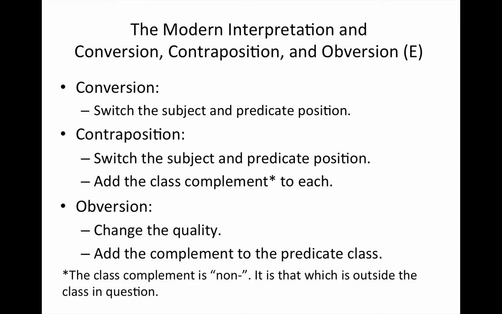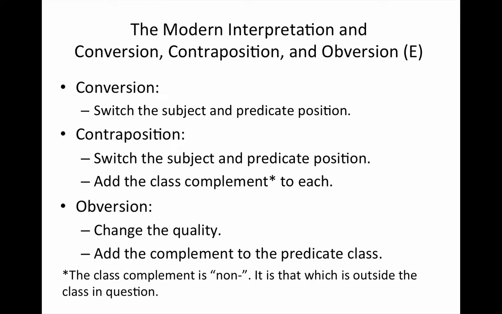So when you make an immediate inference, you are making an inference from one proposition to another. We've seen that on the modern interpretation of the universal, there are two immediate inferences on the square of opposition, namely the contradictories A and O and the contradictories E and I. Now what we want to do is look at what sorts of inferences we can make when we internally manipulate a given proposition. And the result is conversion, contraposition, and obversion.